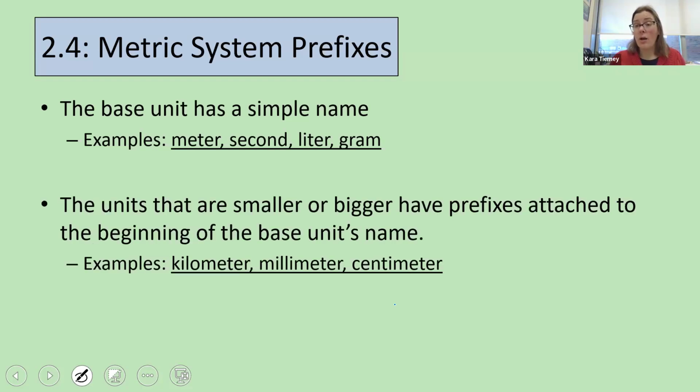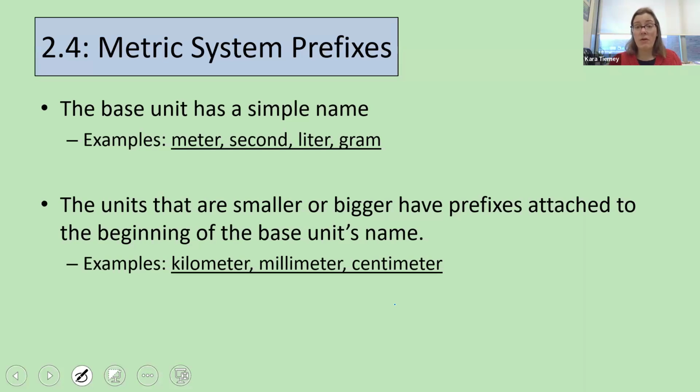And so the metric system has many different prefixes. So here's examples. Kilo, if I add kilo to meter, kilometer, that makes the meter 1,000 times bigger. And whenever I see kilo, it's making the unit 1,000 times bigger. Millimeter. Milli is making it 1,000 times smaller. Centimeter is making the unit 100 times smaller. So these prefixes we add to the base unit and it changes the size of the unit.